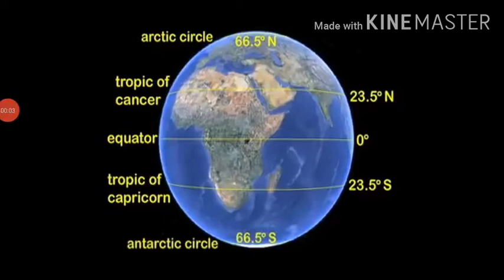Besides the equator 0 degree, the North Pole 90 degrees north and the South Pole 90 degrees south, there are 4 important parallels of latitudes. First, Tropic of Cancer 23.5 degrees north in the northern hemisphere. Tropic of Capricorn 23.5 degrees south in the southern hemisphere. Arctic Circle at 66.5 degrees north of the equator. Antarctic Circle at 66.5 degrees south of the equator.